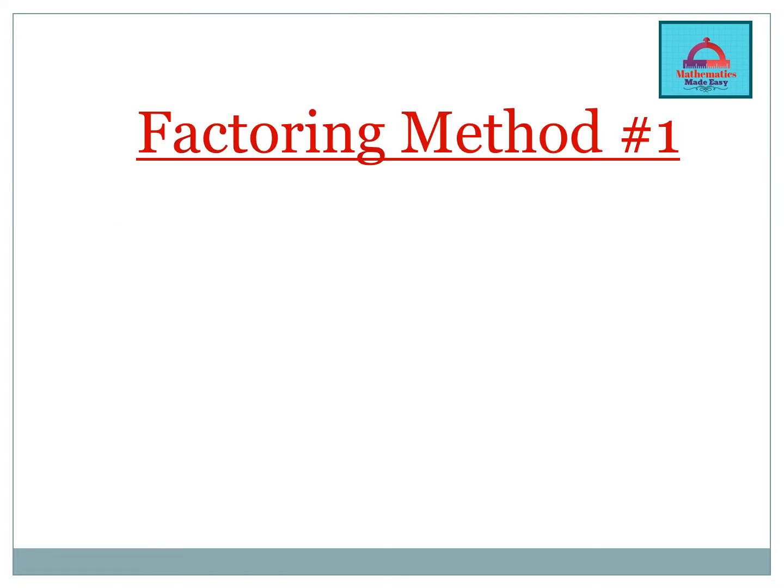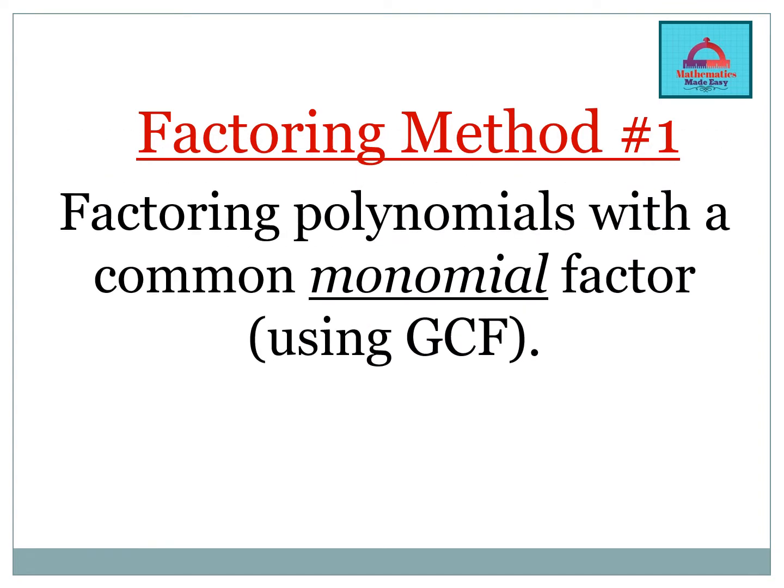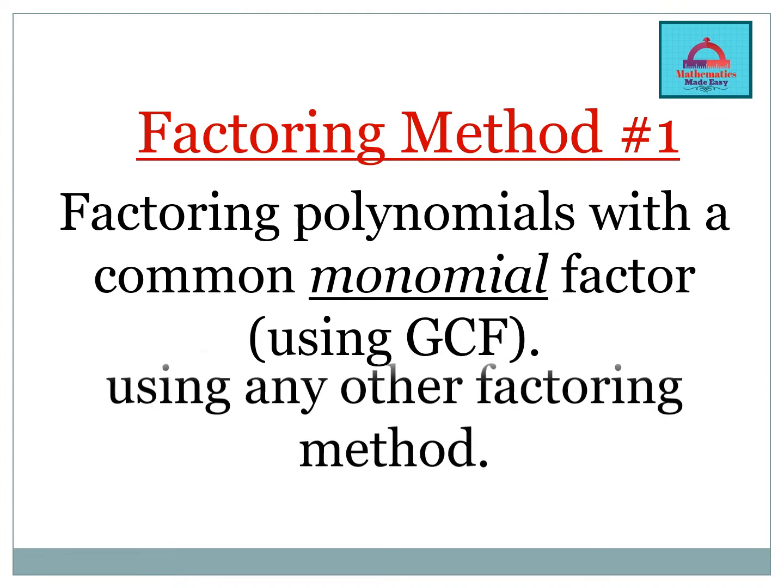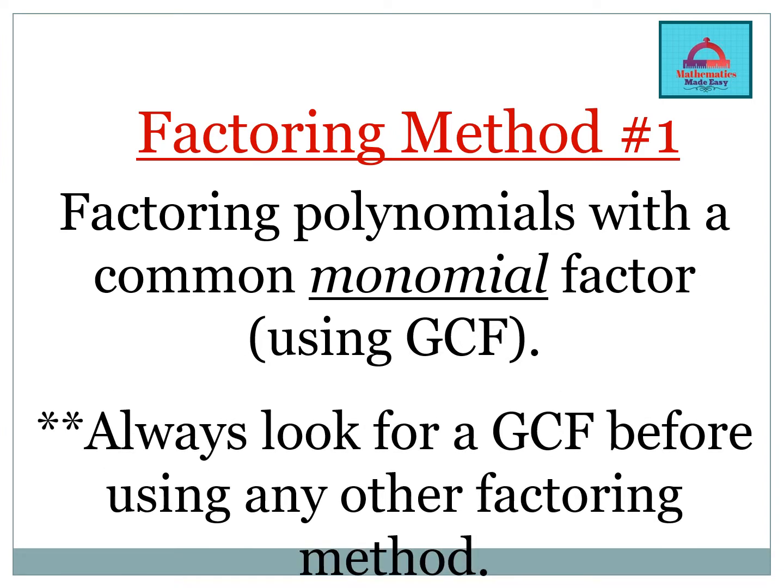So the first factoring method that we'll be working on for today is the easiest one and the most common one, and it is called factoring polynomials with a common monomial factor using GCF. If you have a polynomial like the one I'm going to show you in a minute, you will always look for a common factor. Whatever terms the polynomial has, it is a trinomial, it has 3 terms. Whatever is the common factor, you take it out, and that is the first method using greatest common factor.